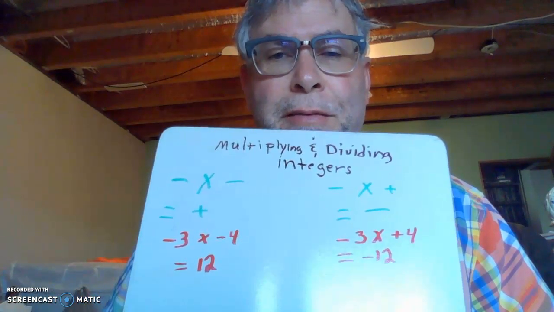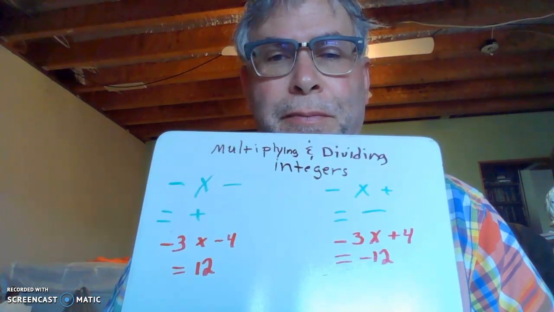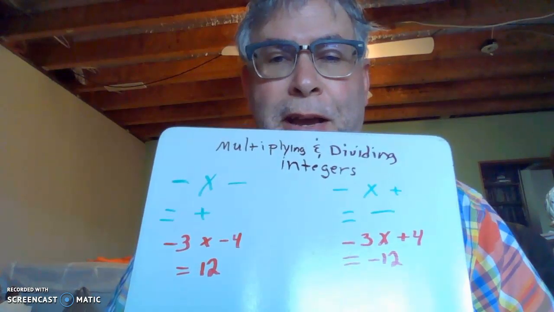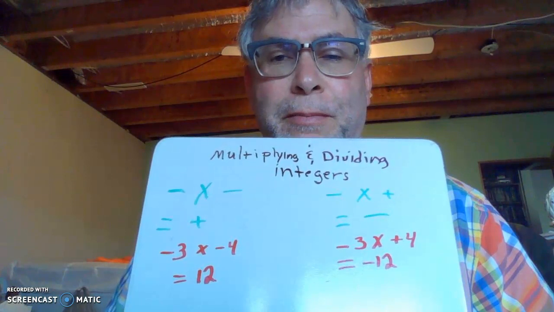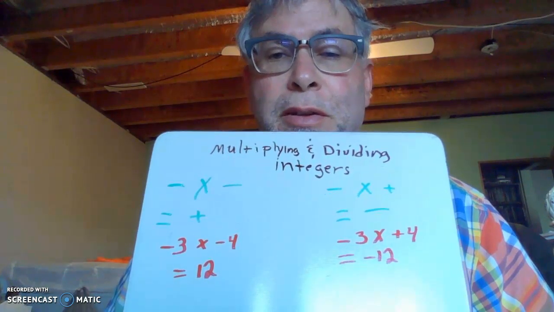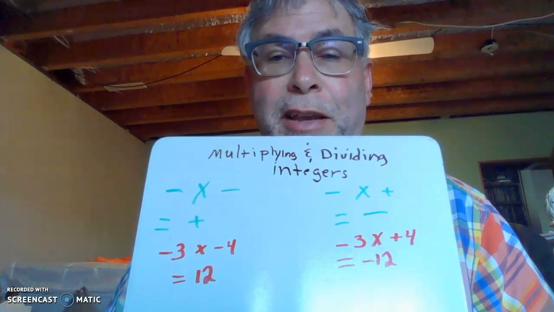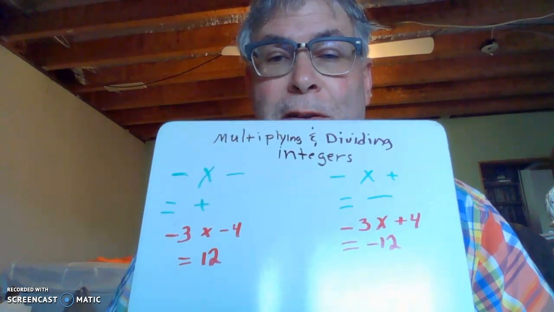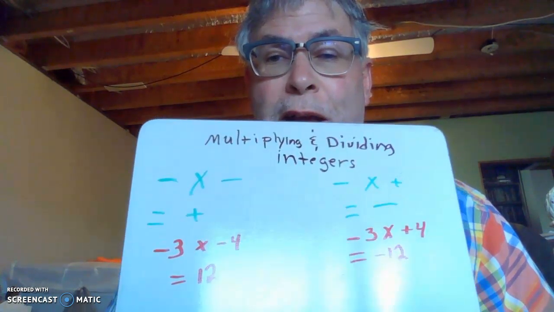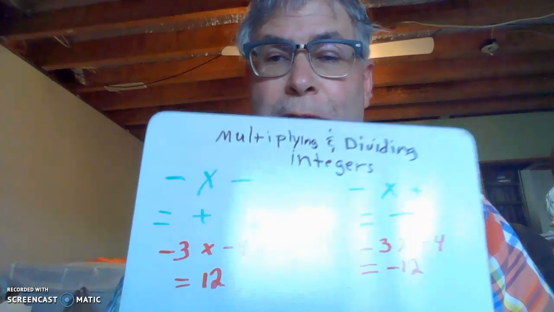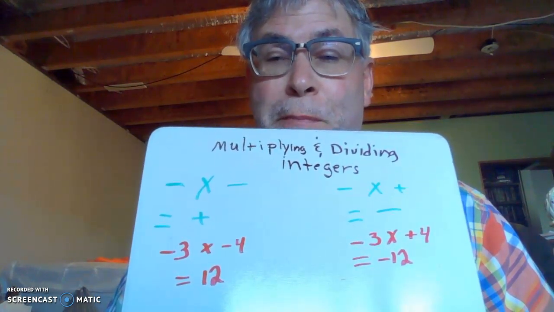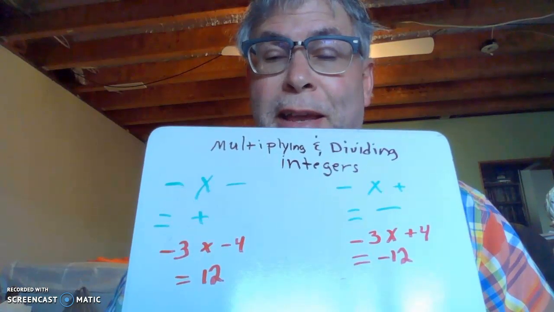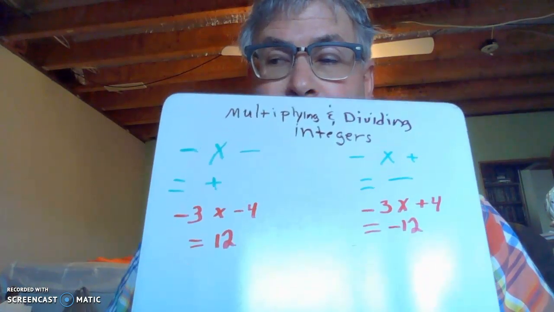So you have negative 3 times a negative 4 equals 12. It's positive 12 because a negative times a negative is a positive. Okay, over this side you have a negative 3 times a positive 4 equals a negative 12. Okay?